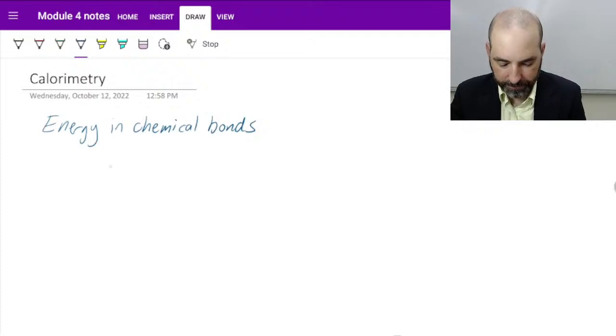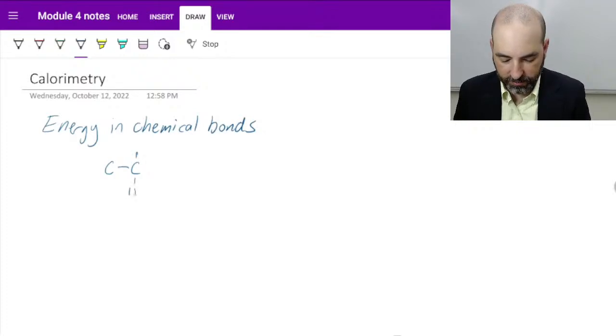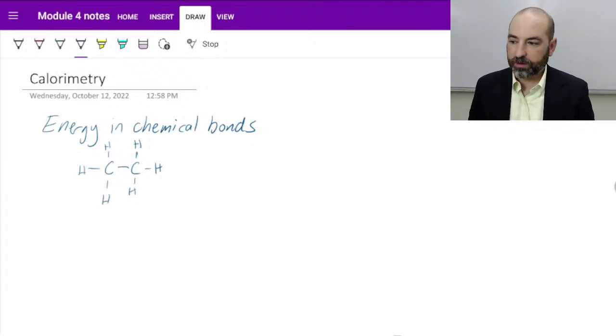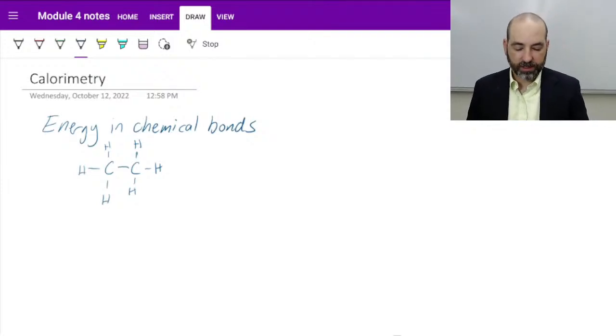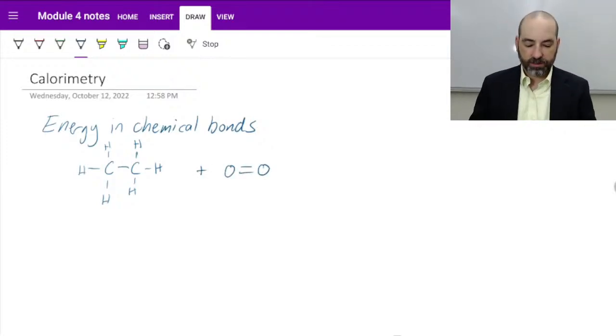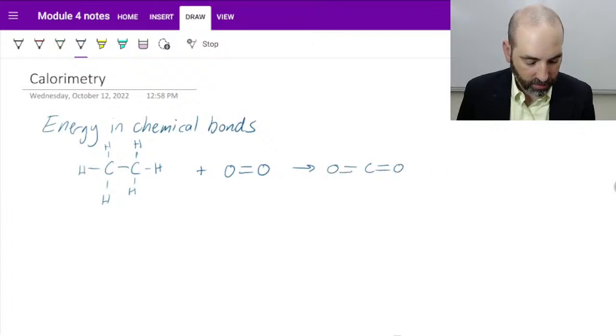So for example, if we have a compound with carbons and hydrogens, just to review our Lewis structures a little bit, there are two different types of bonds in this molecule. There's CH bonds and there's CC bonds. And then if we combust this, which is reaction with oxygen, and this is what happens when something burns. So this is ethane, for example, which is actually a fuel, and you can burn it in oxygen. And the products are carbon dioxide and water.